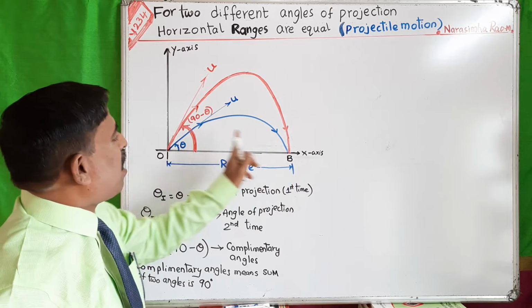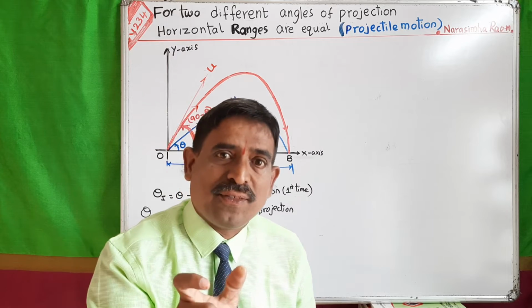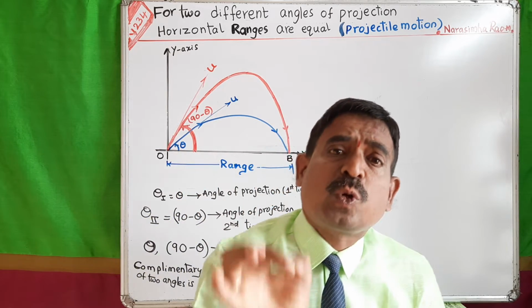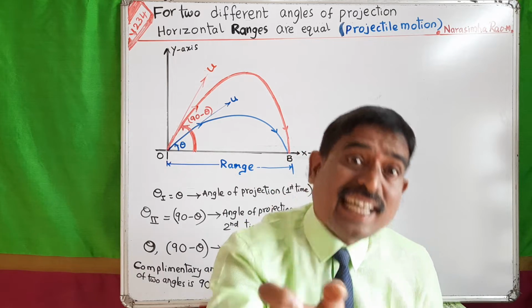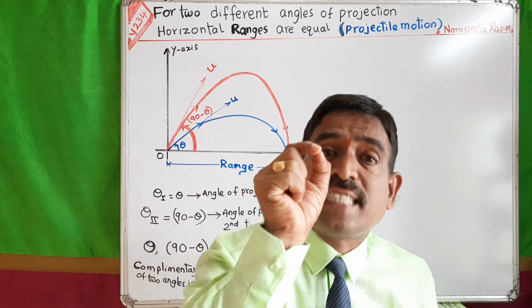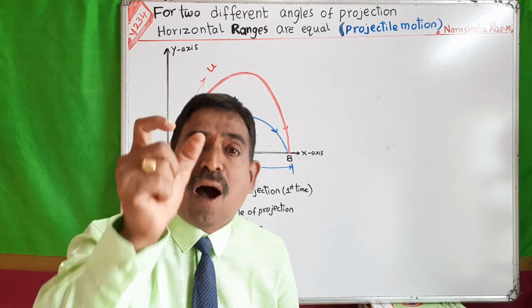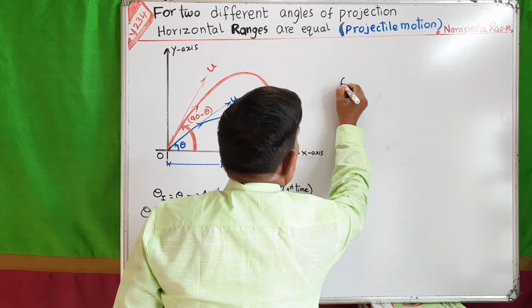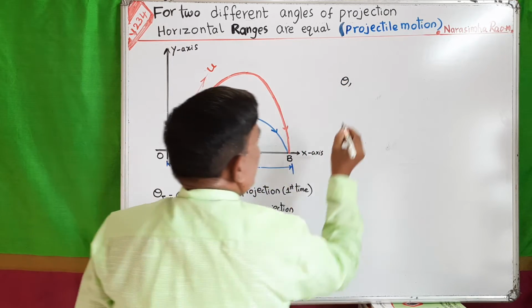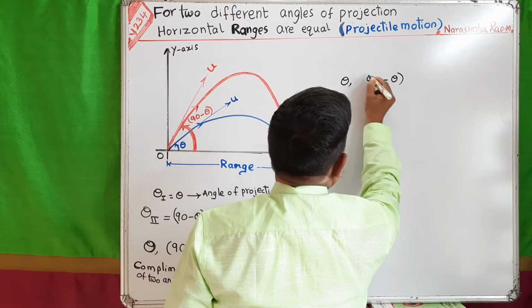Today I am explaining that for two different angles of projection, horizontal ranges are equal. We have to show that if the sum of the two angles is equal to 90 degrees, those angles are called complementary angles. Example, one angle theta, another angle 90 minus theta.